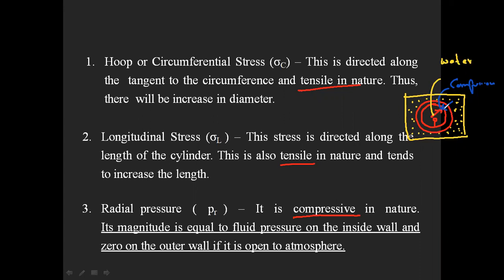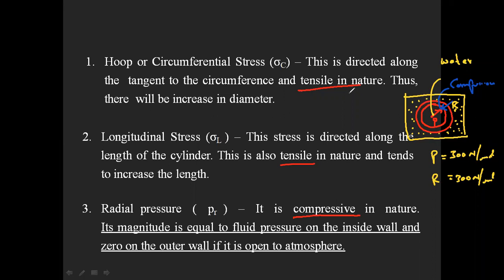So the internal wall will have a resistance of equal magnitude. Let us take this P as some 300 Newton per mm square, and the resistance also will be the same. Then only your member will be in equilibrium. This is R. Now, taking the outer layer of the cylinder.